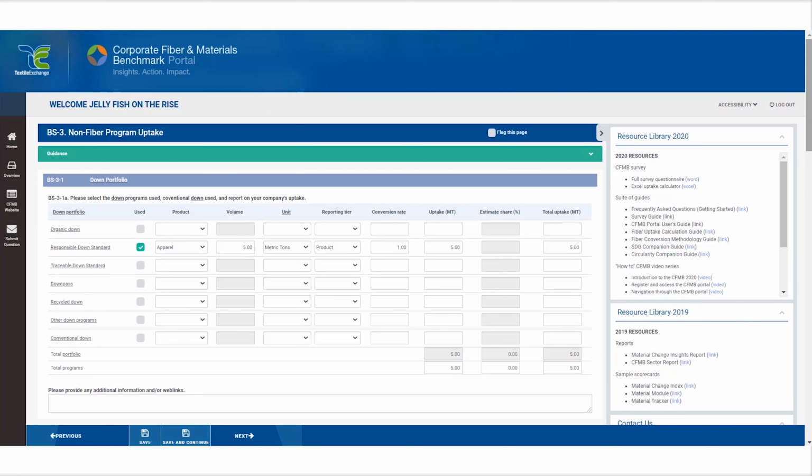Balance Sheet 3 is focused on your company's non-fiber portfolio, or the group of materials which you source which is not a fiber which can be spun into yarn. In this section, you will report on uptake volumes of conventional materials, or the mainstream material options which have not been produced in a more sustainable way, as well as any more sustainable programs.